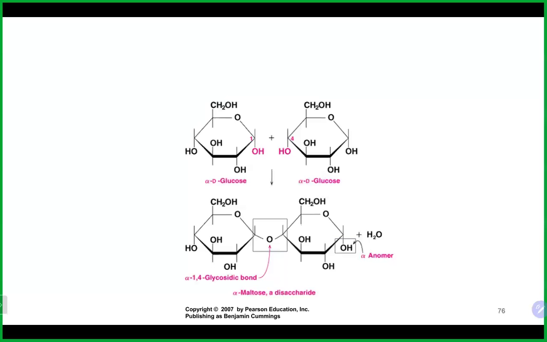And here it is. So here's our two D-glucose. They're going to come together via the carbon number 1 of one and the carbon number 4 of the other guy. What's going to happen is we're going to take water out. So however you want to think about it here, we'll go with our water. It's going to come out. The result of that is we're going to make a bond here. And this is what is referred to as the alpha 1,4 glycosidic bond.